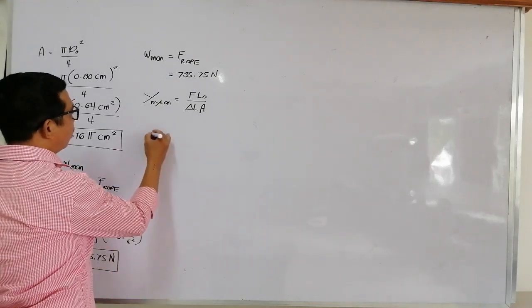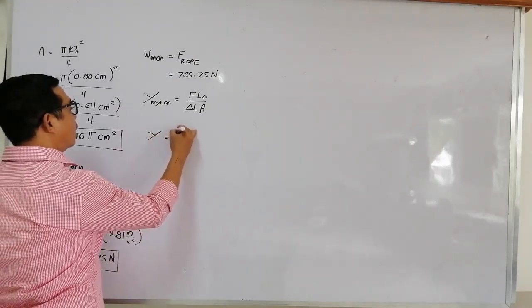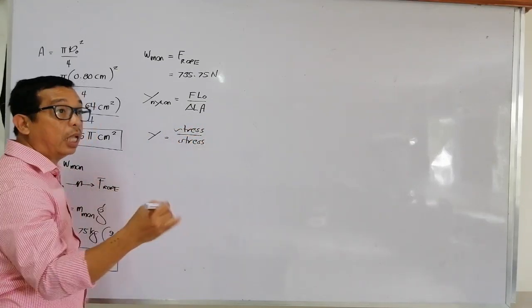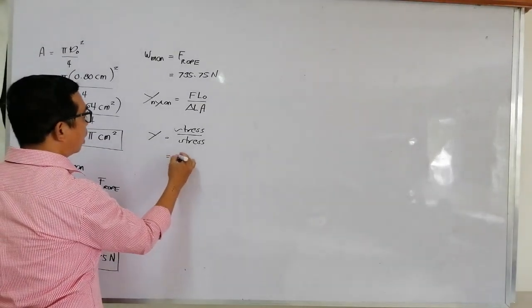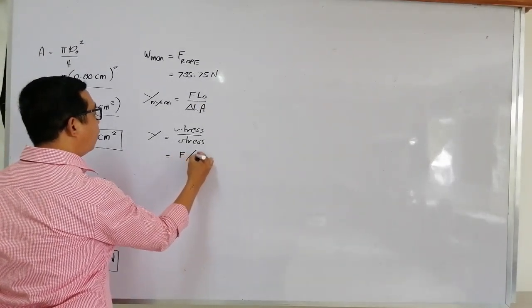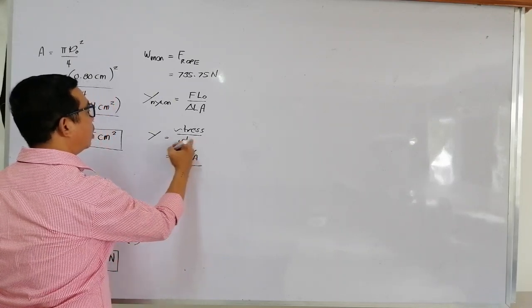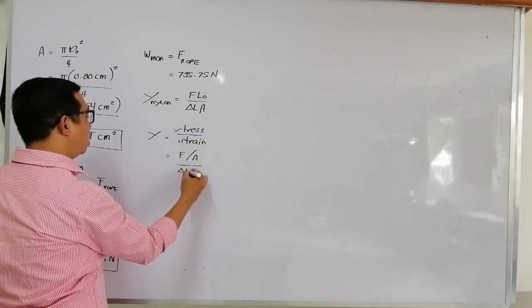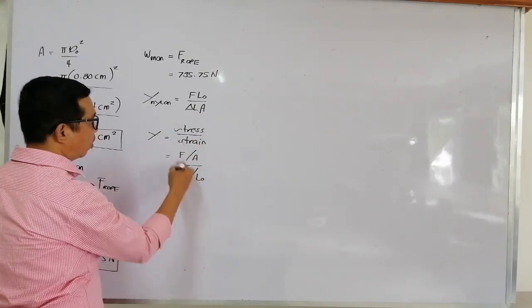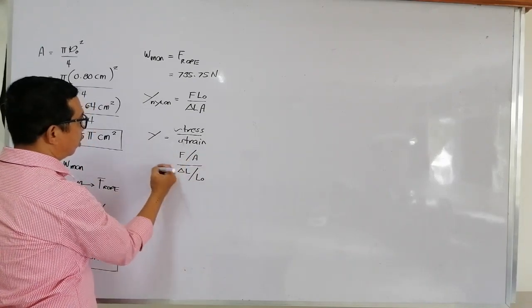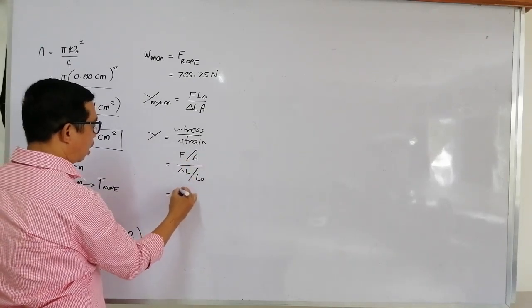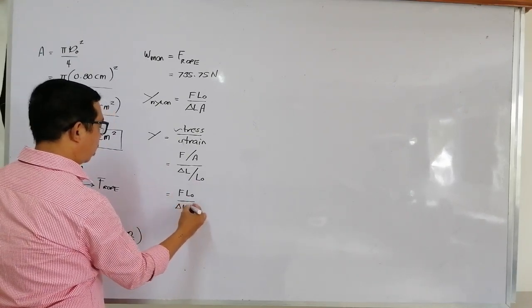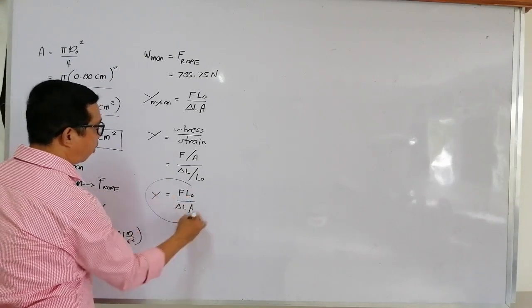Yung Young's modulus ay stress over strain. To be more specific, tensile stress over tensile strain. So stress is force over area. This is strain. Ang strain naman ay change in length over original length. So pag inayos mo yan, magiging FLo over change in length times area. Yan yung modulus, yung formula.